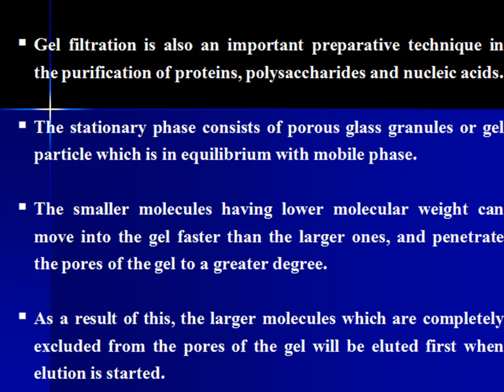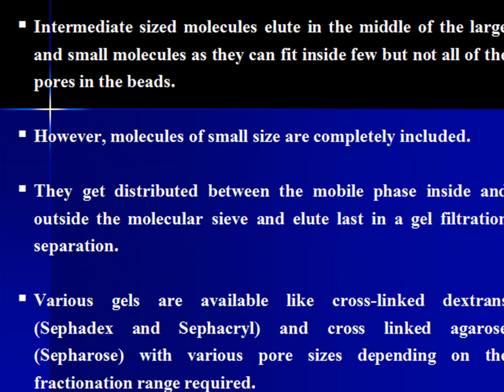The stationary phase consists of porous glass granules or gel particles which are in equilibrium with the mobile phase. The smaller molecules having lower molecular weight can move into the gel faster than the larger ones and penetrate the pores of the gel to a greater degree. As a result, the larger molecules, which are completely excluded from the pores of the gel, will be eluted first when elution is started.